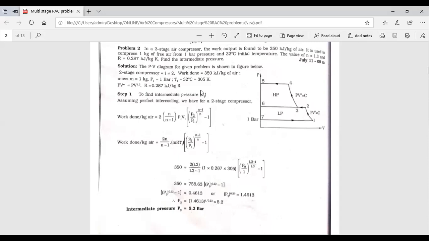Okay, by substituting all the values. Okay, now I am substituting. Work done per kg is 350 equals to 2 is constant. N is 1.3 given in the problem divided by 1.3 minus 1. Okay, into M is 1 kg. Directly they are given 1 kg of free air. Into R, as I said, you have to remember certain values. That is R is 0.287. Always you have to express in kilojoules per kg Kelvin. Into T1 is your 305. How will you get 305? 32 plus 273, that is 305.